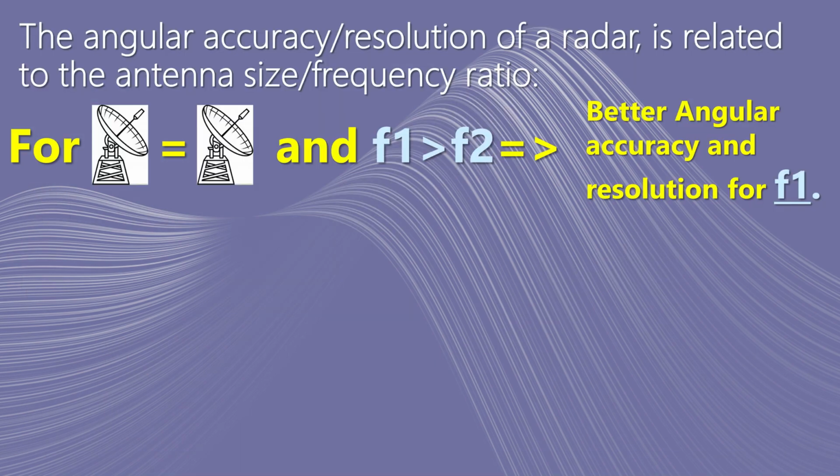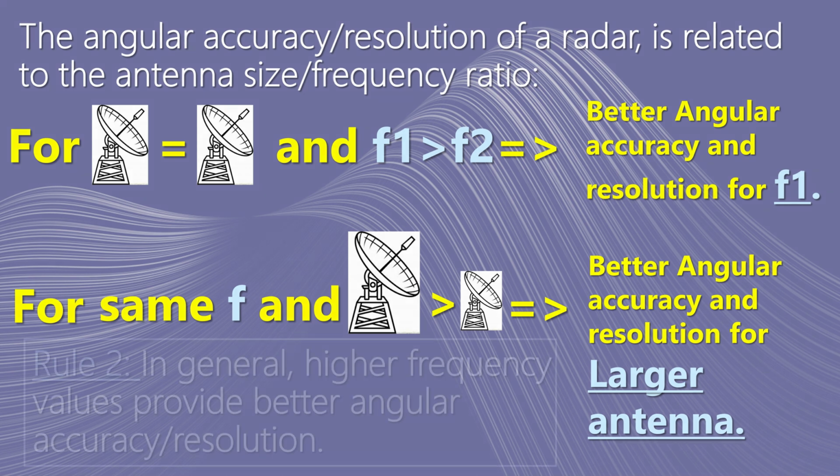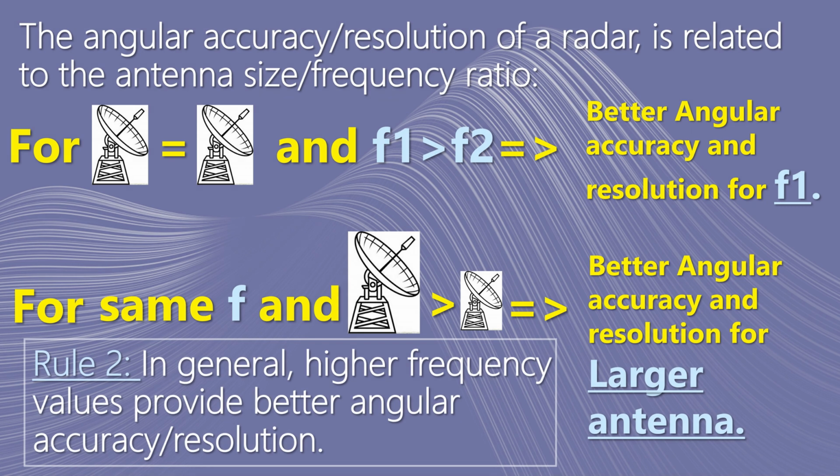The angular accuracy and angular resolution of a radar are both related to the antenna size and wavelength ratio. In particular, for a specific antenna size, better angular accuracy and resolution is obtained when the frequency increases. For a specific frequency, the use of larger antennas provides better angular accuracy and resolution. Rule 2. In general, higher frequency values provide better angular accuracy and resolution.